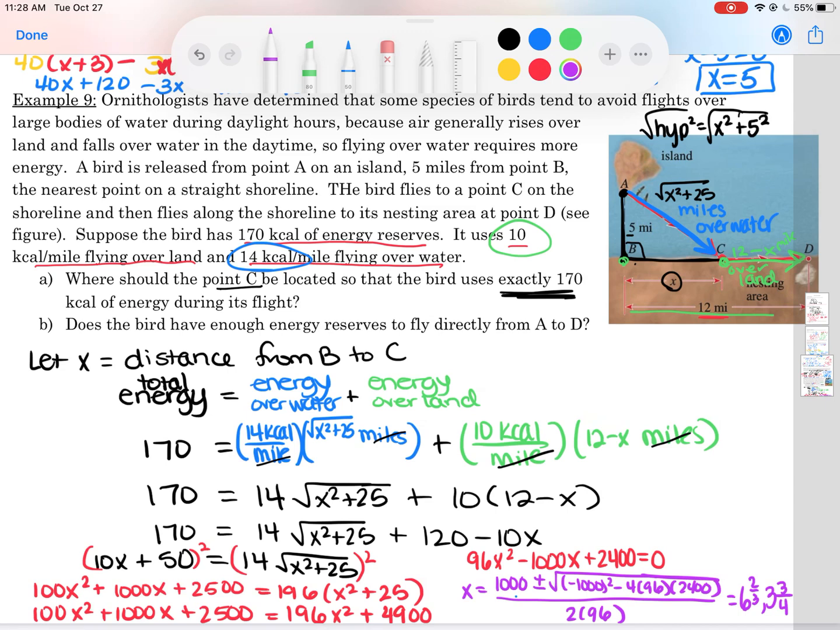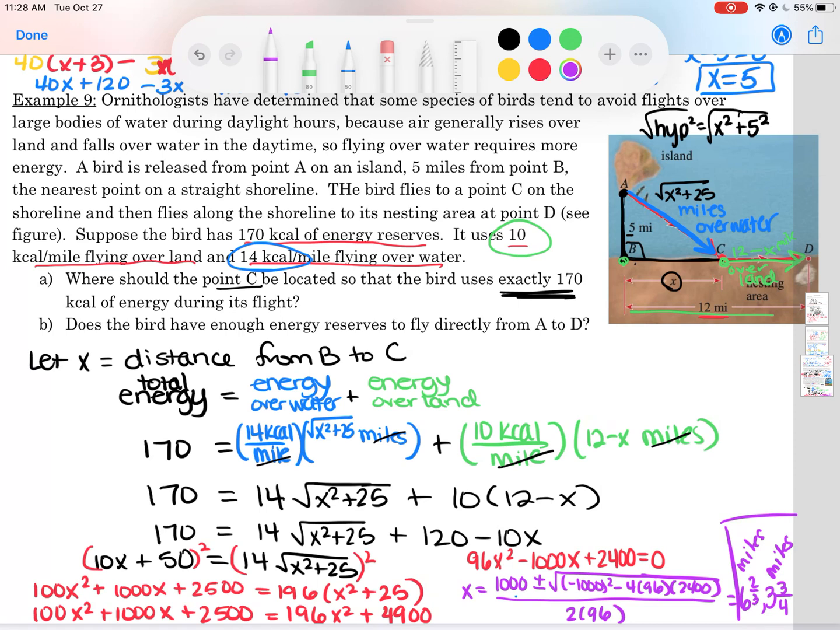So it could be either 6 2/3 miles away from point B, or it could be 3 3/4 miles away from point B. And either way, that would give us 170 calories or kilocalories used in total. So either mileage would be fine. Both of these are correct answers.